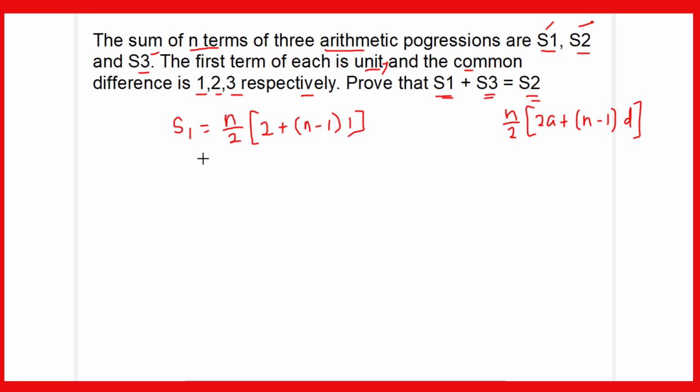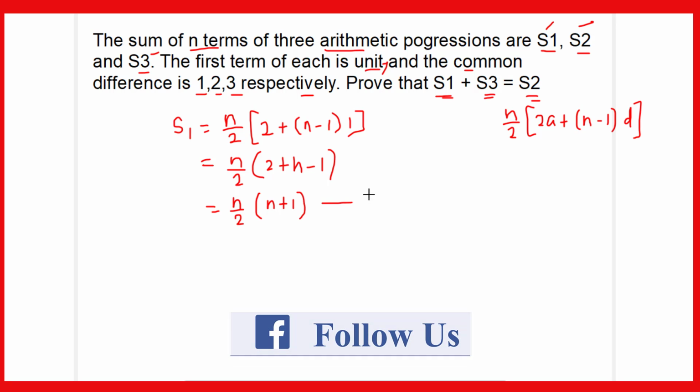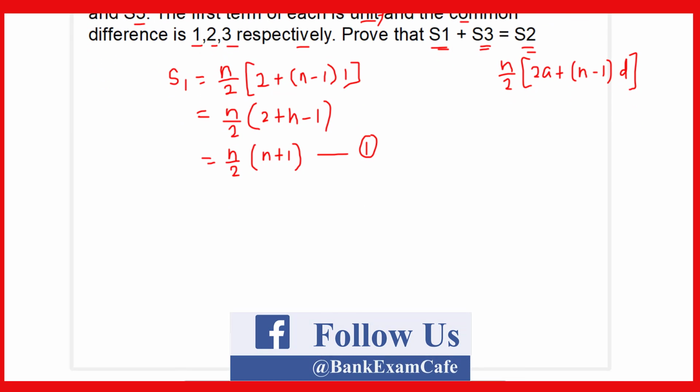Now solve this. So this is equal to n by 2 into bracket 2 plus n minus 1 into 1, which will be n minus 1. So 2 minus 1 will be 1, so S1 will be n by 2 into bracket n plus 1. Let this be number 1. Now we will see the second one.